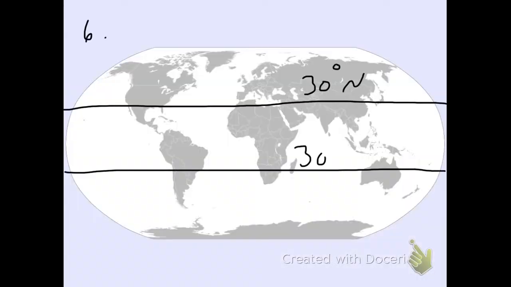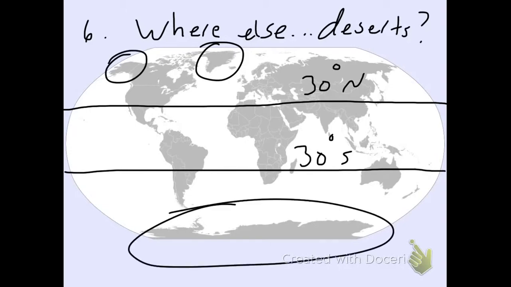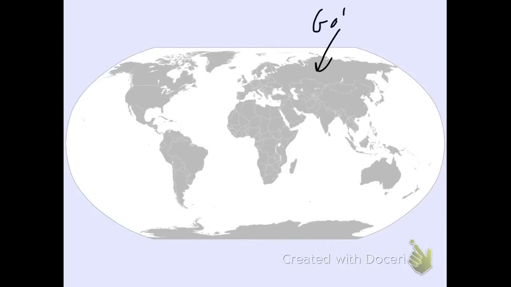So now we're going to return to familiar territory with 30 degrees north and south latitude. And now the question is, where else besides those 2 latitudes and the orographic effect deserts, where else can you find deserts in the world? Well, what about here? Or here? Or here? So the first circle was Greenland, the second is Alaska, and the third is Antarctica. And they are deserts as well, but they are Arctic deserts. So you don't want to forget Arctic deserts when you think about deserts.